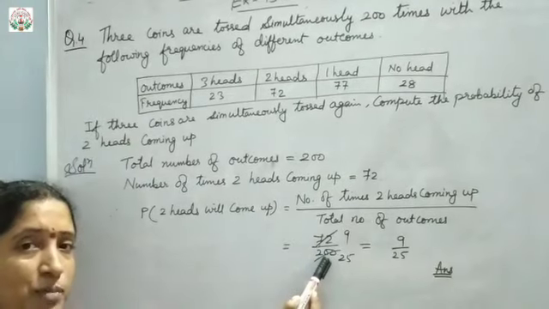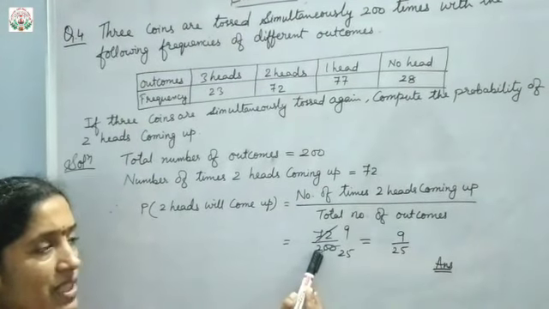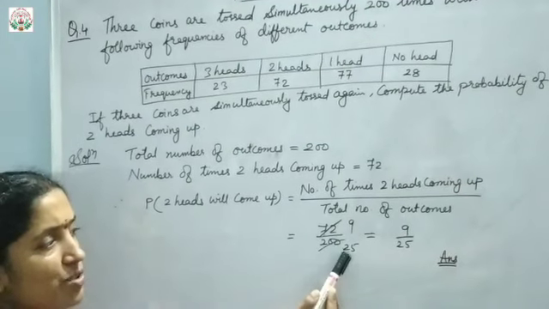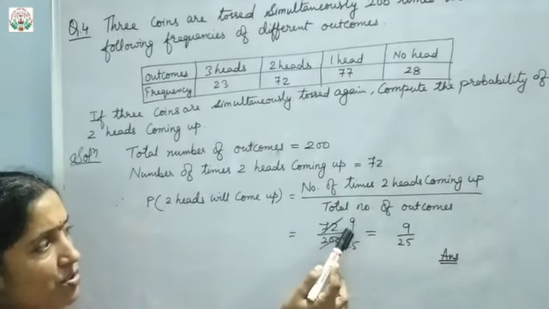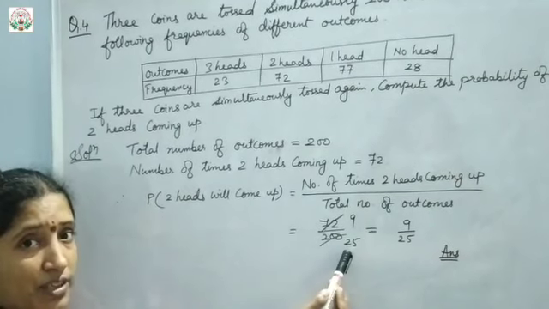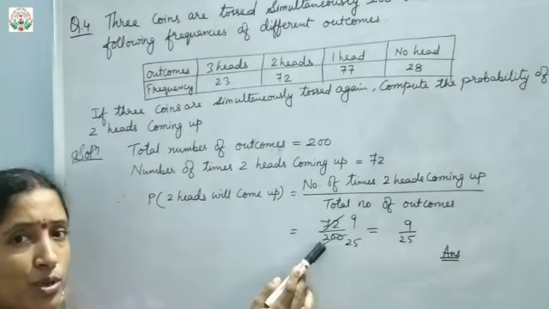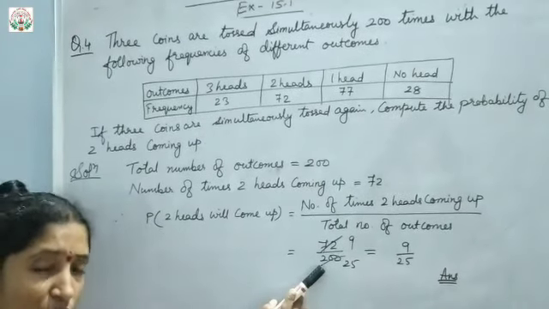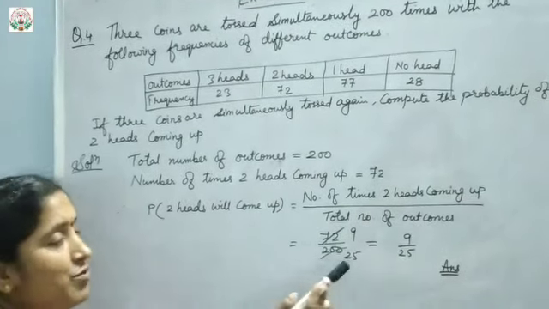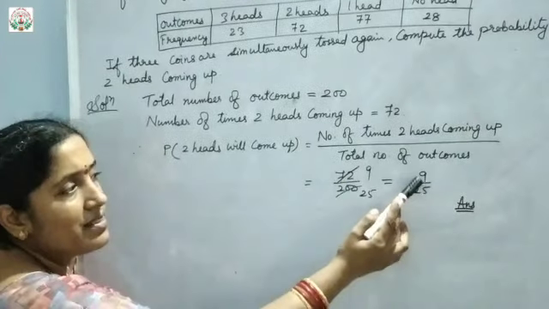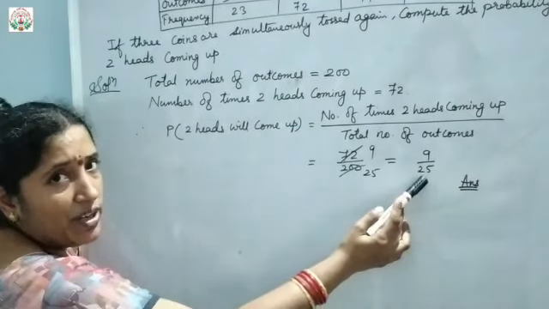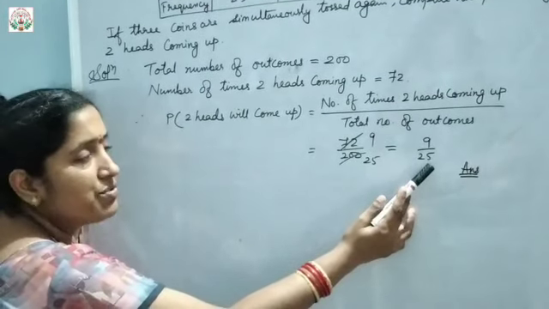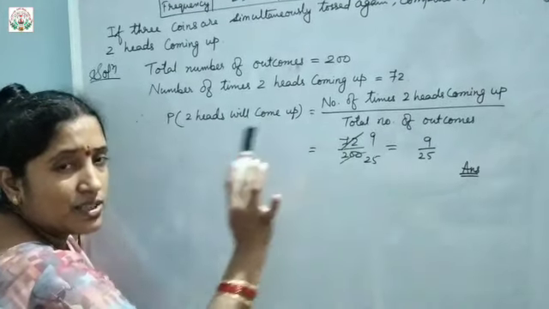So it is divisible by the 8 table. 8 2s are 16. And then 8 5s are 40. So you have to bring it to the simplest fraction. You cannot leave the answer as 72 upon 200, because you have to bring it into the simplest form. That is the method of probability. The simplest form is 9 upon 25. This is further not divisible, so this will be the answer for this question.